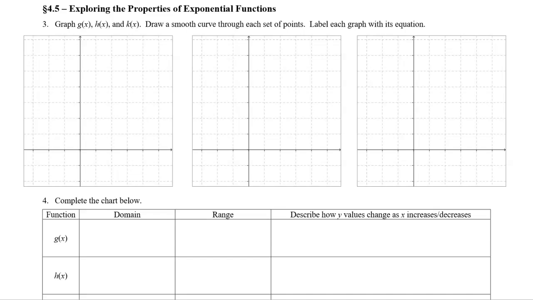Step 3 says to graph g of x, h of x, and k of x. Draw a smooth curve through each set of points. Label each graph with its equation. So I'm going to label those 3 graphs. Pause the video, draw the graphs, and then check back in with me.